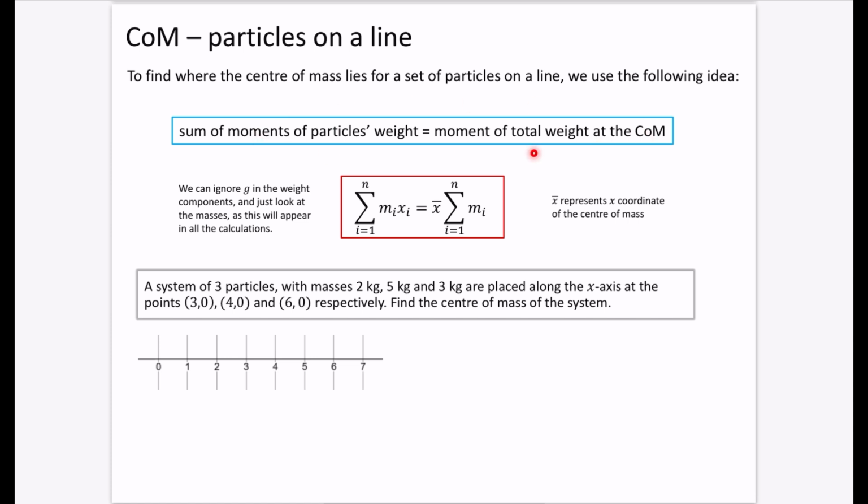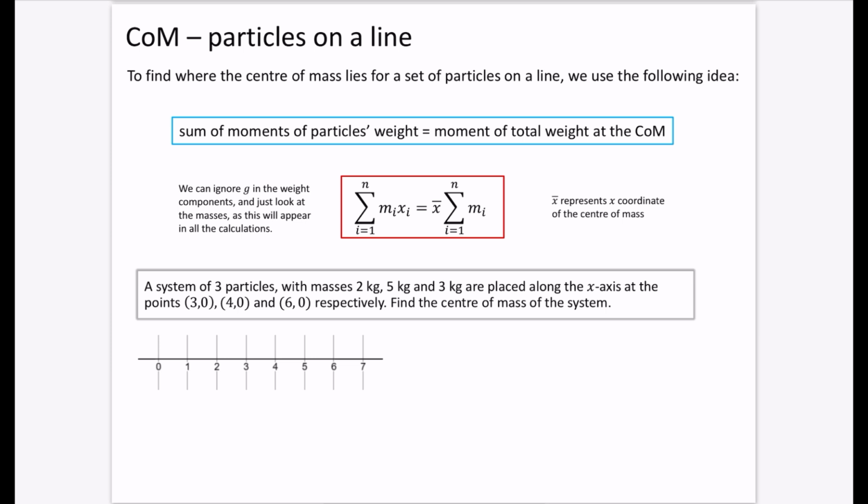Now, this kind of concept, you'll understand it a bit more with an example, but we're basically saying that if you take the moments of each of the individual particles, that should be the same as the total weight of all of the particles at the center of mass. Now, if you haven't come across a moment before, a moment is just a force multiplied by a distance, and they're perpendicular to each other. Generally a moment is two things multiplied, where it's a distance and something else.